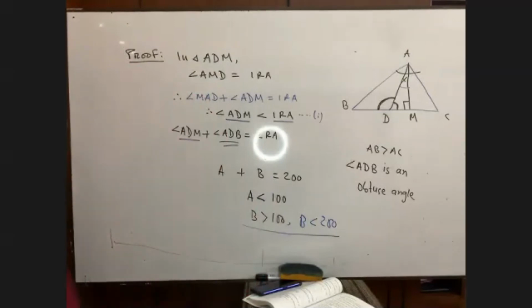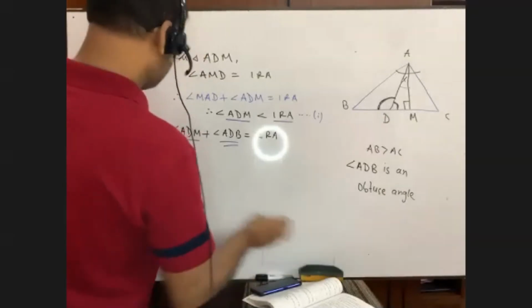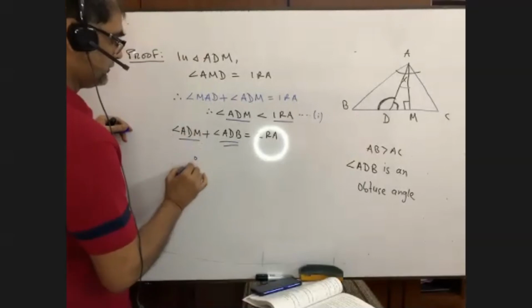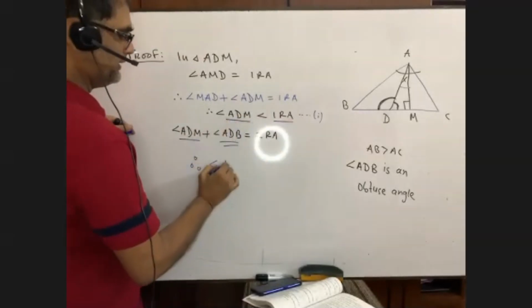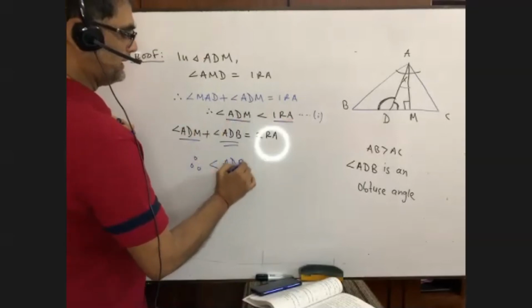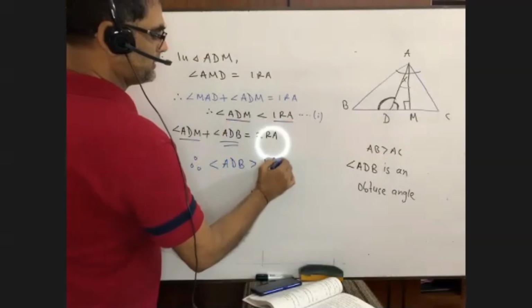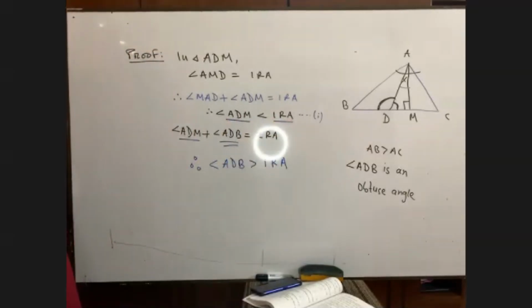Okay. Now, can we write? Therefore, we can write here: angle ADM is less than one right angle, and angle ADB is greater than one right angle. Am I right? Yes, sir.